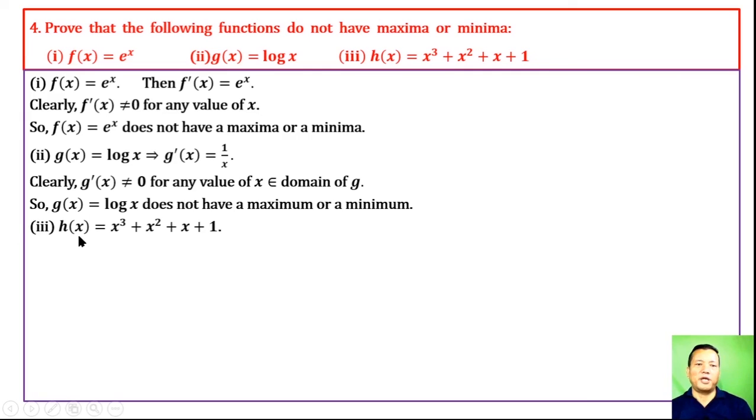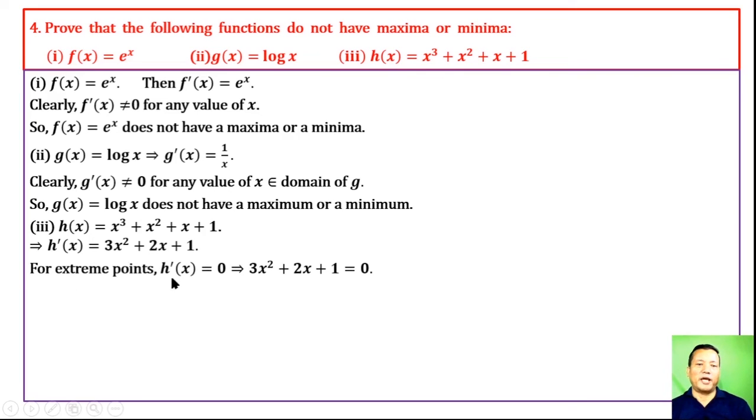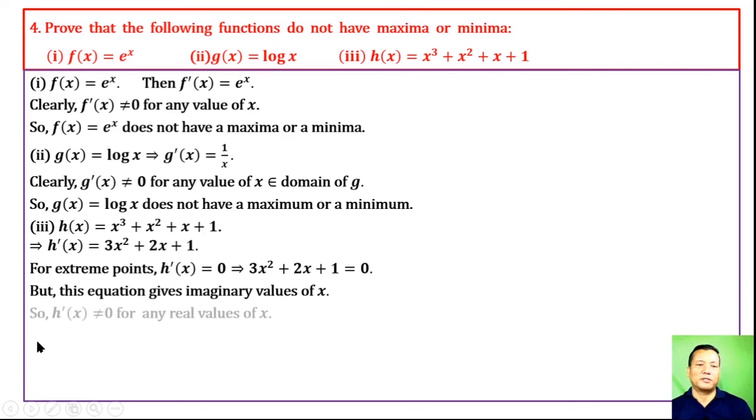For Roman number 3, h(x) is this, whose derivative is this. For extreme points, h'(x) equal to 0, we get this quadratic equation in x. But this equation gives imaginary values of x, no real value of x. So h'(x) does not equal 0 for any real value of x. Hence, h(x) does not have a maximum or minimum.